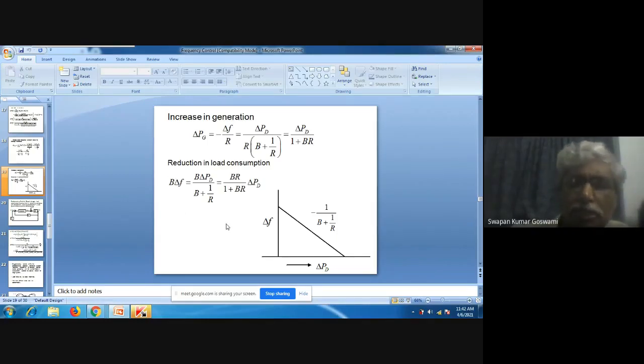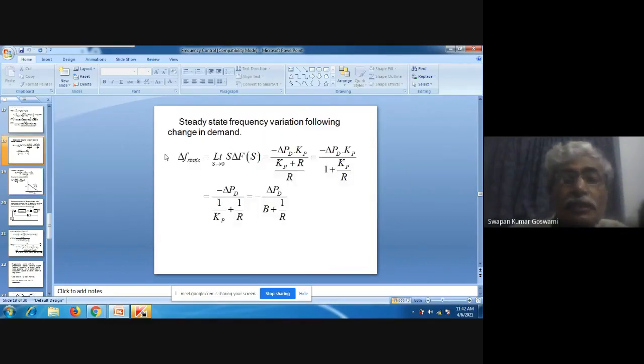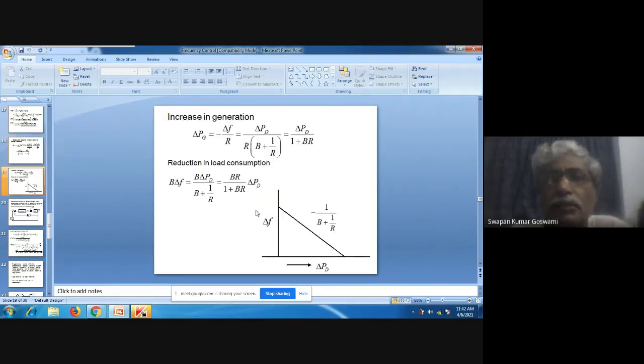Frequency variation will be there, somewhat restricted, but you cannot avoid variation in frequency because del F static is given by this expression. That means after a load change, frequency cannot be the same as the previous value. It is not possible. So if the situation is like this, what will happen?